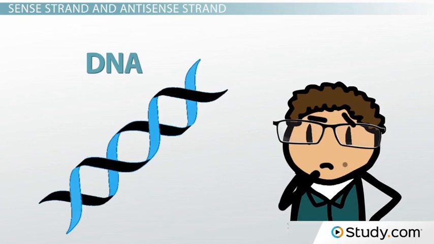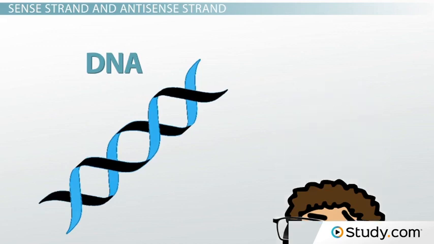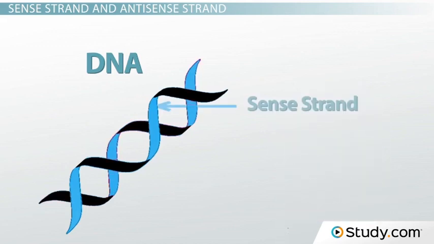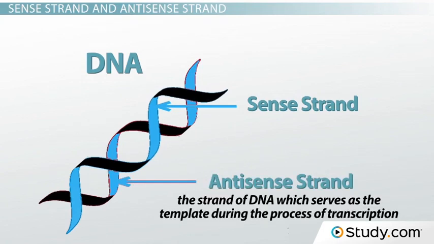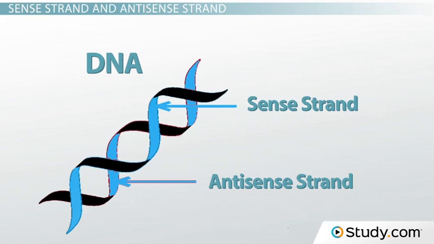We'll talk later about how to know which DNA strand to use, but for now, we just need to know that one will be called the sense strand and the other will be called the antisense strand. The antisense strand is the strand of DNA which serves as the template during the process of transcription. The RNA will become a complement of the antisense strand. This means that, with a minor exception we'll address later, it will essentially be a copy of the sense strand.